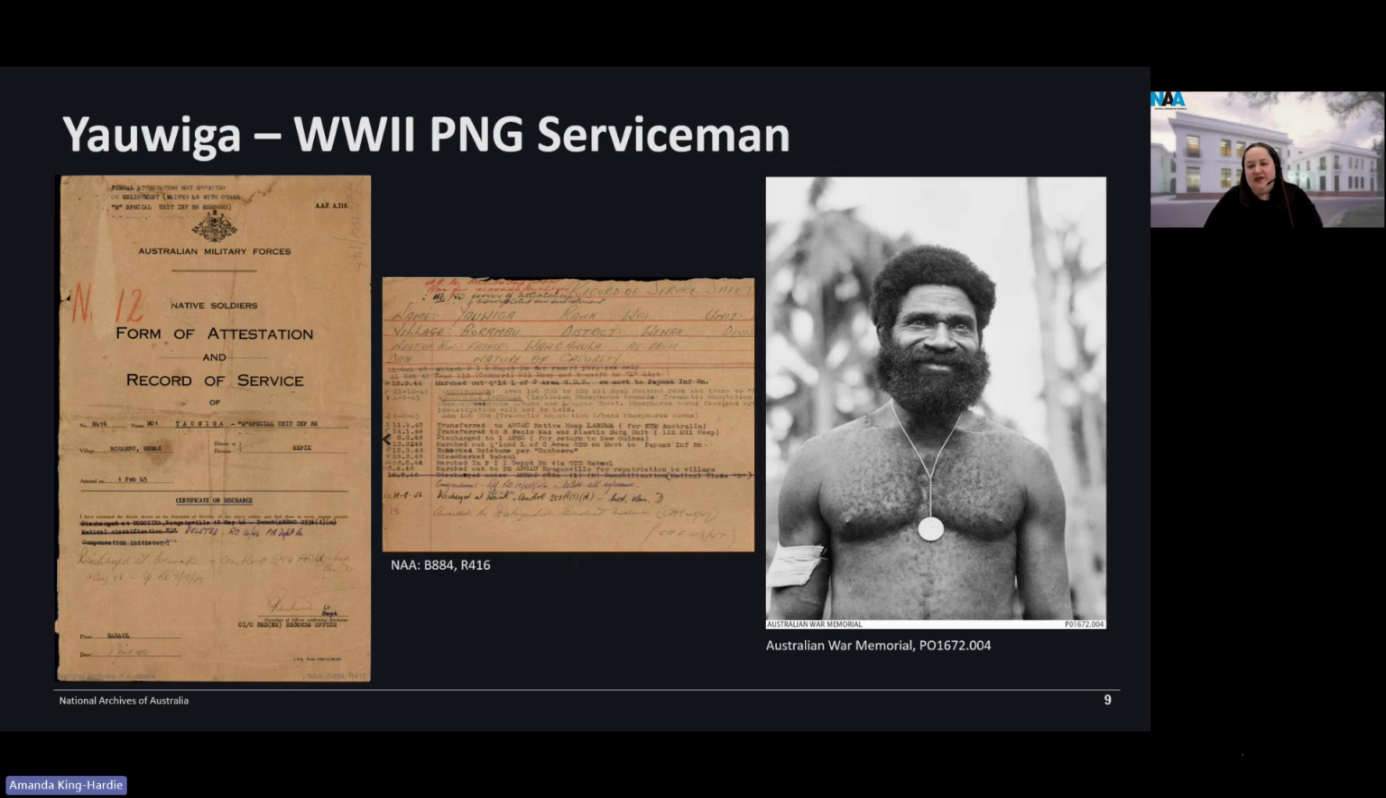Yowiga had been a member of the New Guinea Police Force for 12 years by the time of the Japanese invasion in 1942, when he joined the Allied Intelligence Bureau M Special Unit and participated in operations until he was evacuated in August 1943, when he received the Loyal Service Medal.